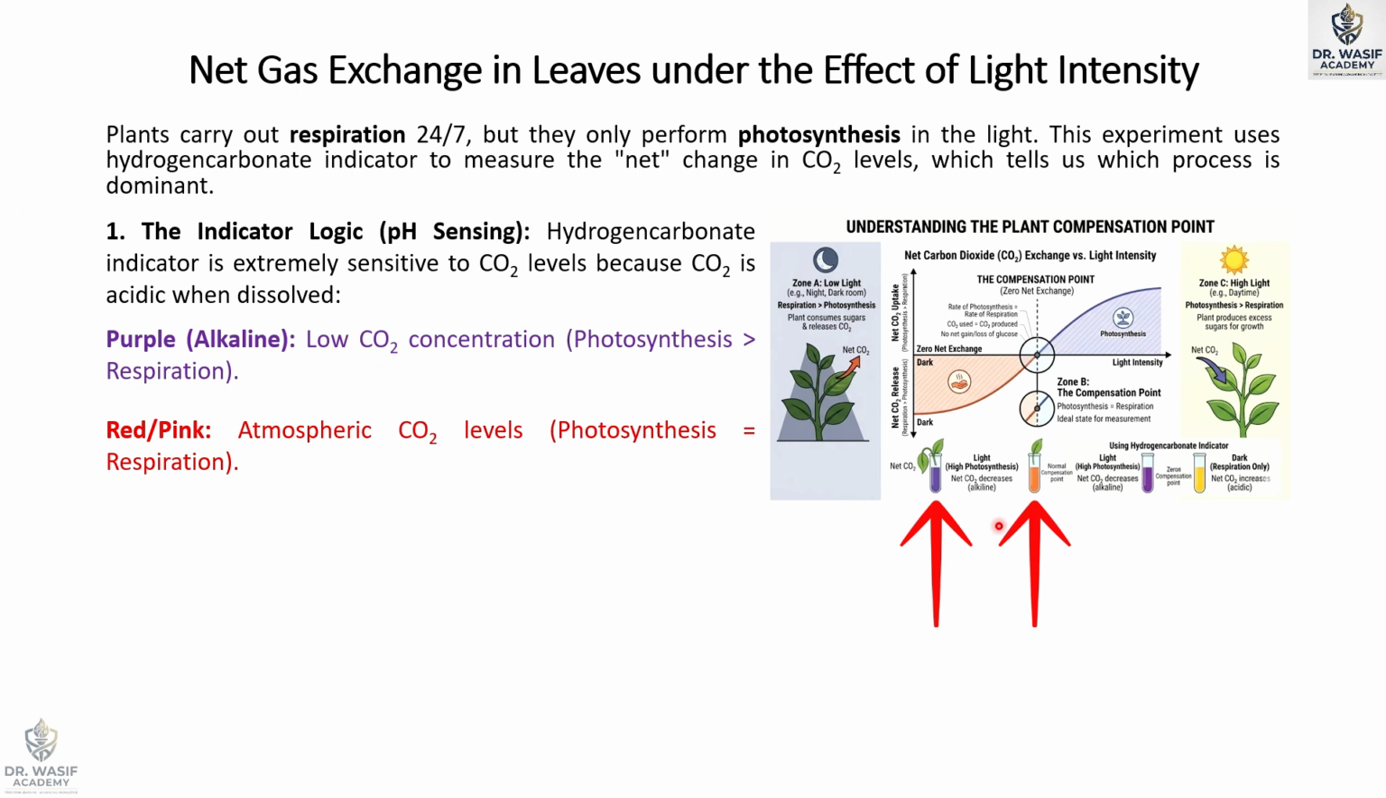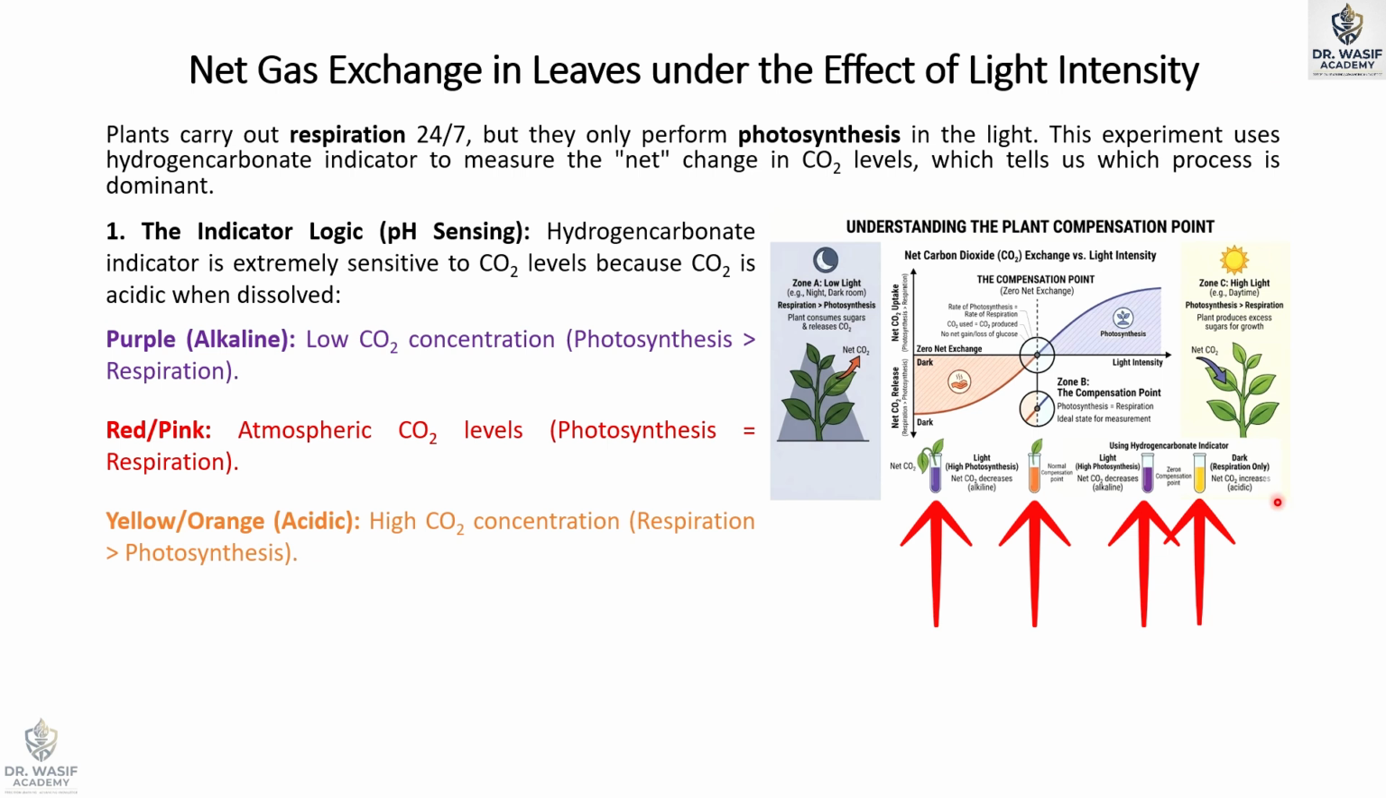Secondly is red or pink color. This is the neutral state. It shows the carbon dioxide is at normal atmospheric levels. This happens at a specific point called the compensation point, where the rate of photosynthesis exactly equals the rate of respiration. The third one is yellow or orange. This means the solution has now become acidic. It happens when carbon dioxide levels are high. So if you put a plant in the dark, it stops photosynthesizing but keeps respiring, that is, pumping out carbon dioxide. So in this case, respiration is dominant over photosynthesis.